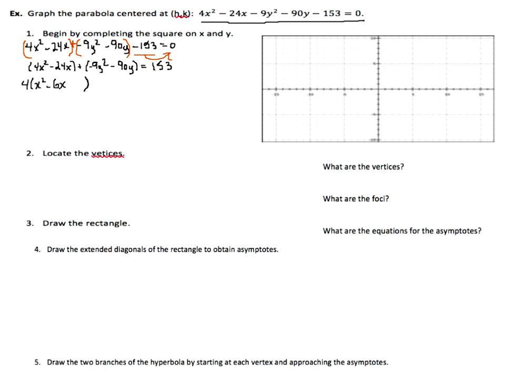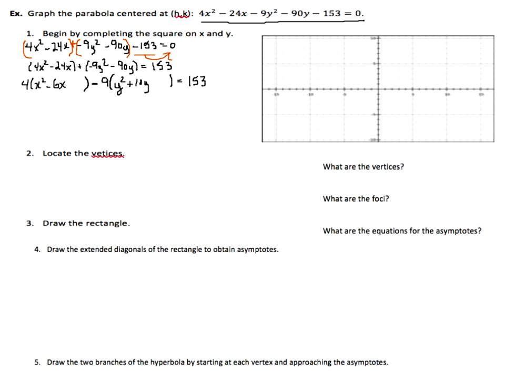And then with this next set of terms, I'm going to factor out a negative 9 because I never want my leading term negative, so I want to factor it out. And I have y squared plus 10y. I'm going to leave a space to complete the square, and that equals 153.